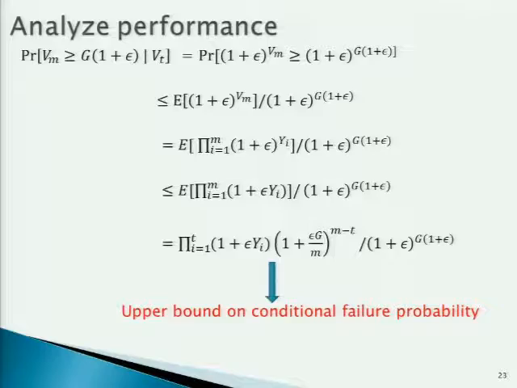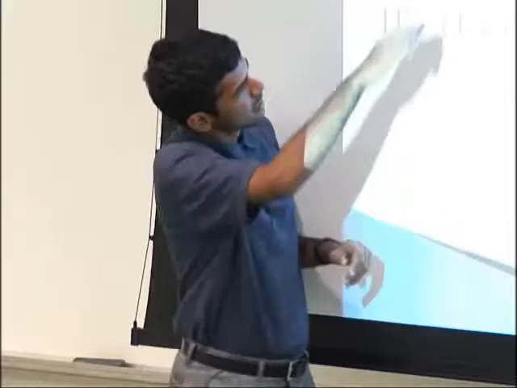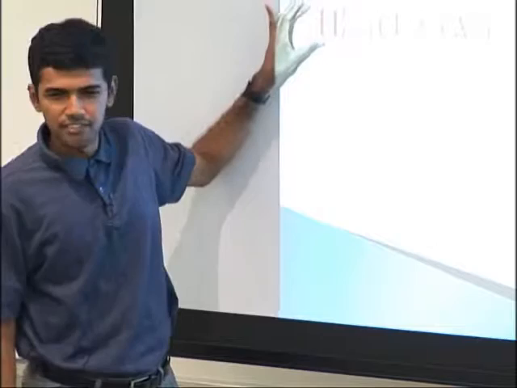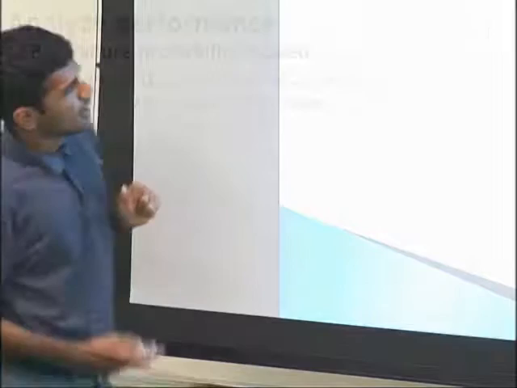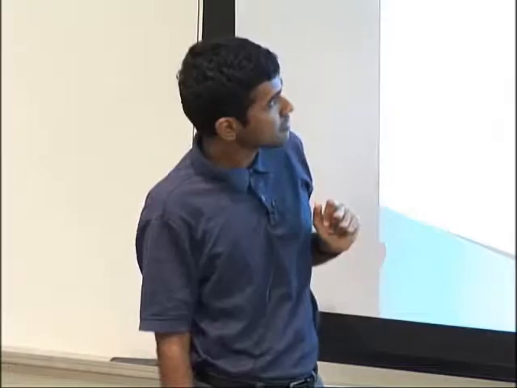Okay. So now take the sum over these two failure probabilities, the union bound of these two failure probabilities. The point is all these terms are common, so we can drop them off. So we get a simple scaled version of the conditional failure probability. So you can just analyze what happens to this. I've written the same thing here. The failure probability at t steps is upper bounded by the sum over those two quantities. That's a scaled version. The question really is what happens to this quantity as the algorithm proceeds, right?